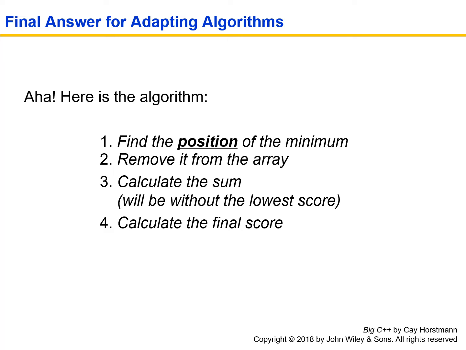So that adapted algorithm gives us this four-step process. You find the position of the minimum, you remove it from the array, you calculate the sum, which now would be without the lowest score, and then you calculate the final score, which would be the average.